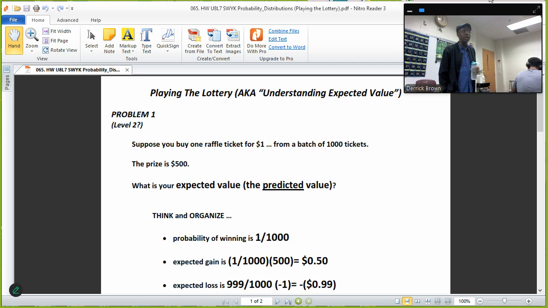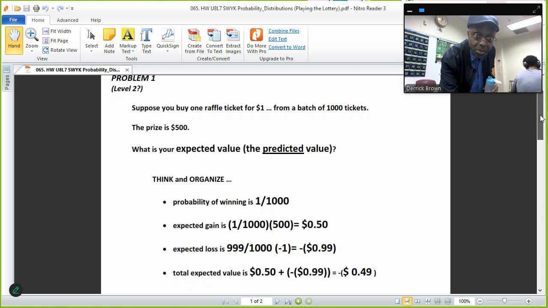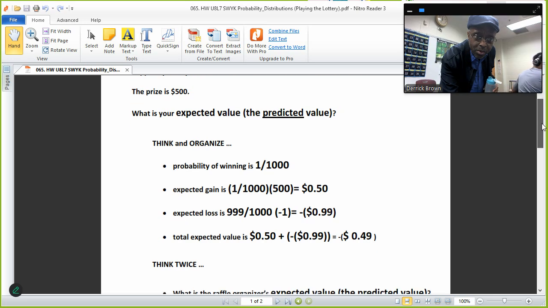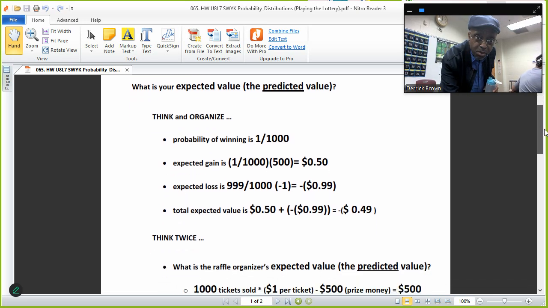What do you think the expected value of winning most public lotteries is? Do you think it's a negative number or a positive number? It's probably a negative number. I'm only saying that for the benefit of the people on the tape. It's probably negative. I'm pretty sure it's negative. Isaac, would you scroll down a little bit for me?